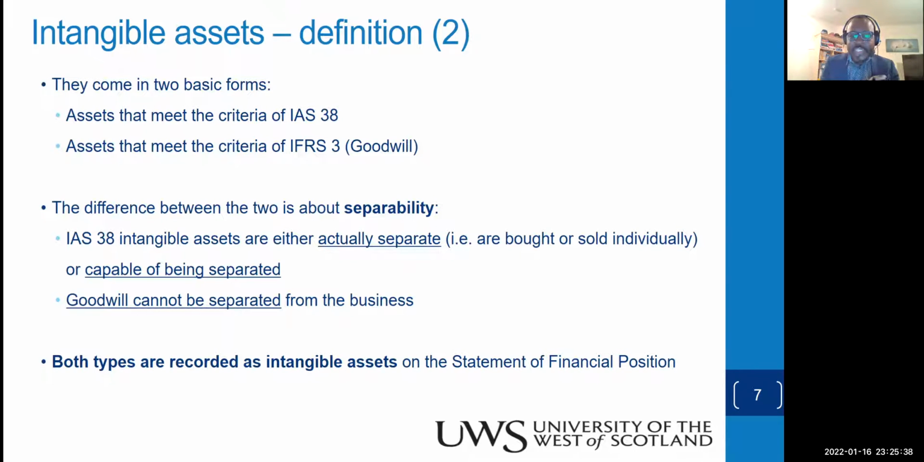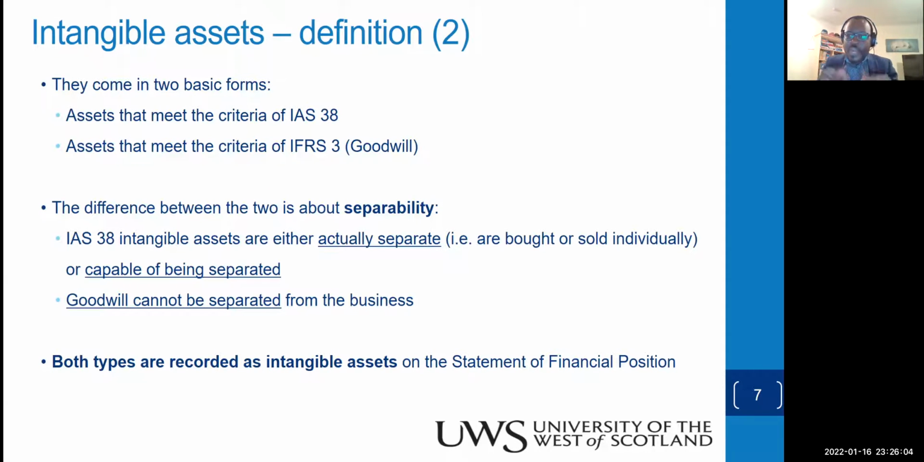Now, again, I said the difference between these two is separability. In terms of IAS 38, you can actually separate the item from the business and you can sell it separately. But goodwill, you cannot separate it from the business. Tesco is the good name. Facebook is the good name. Today they tell you that Facebook has changed to Meta something.